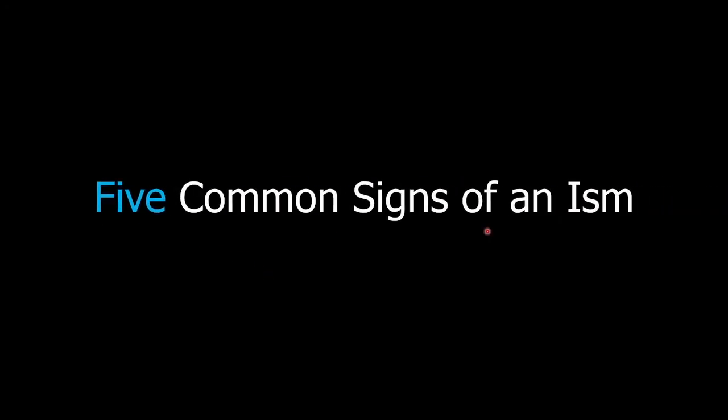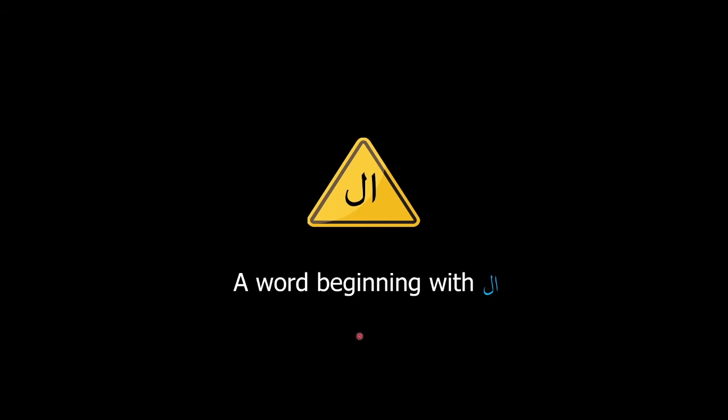There are 5 common signs of an ism that you need to know. So sign number 1, a word beginning with al. Take this as the rule. Anytime you see a word beginning with al, you can be 100% sure that it's an ism. Few examples: al-asr. You see the al right here at the beginning, therefore you know it's an ism.